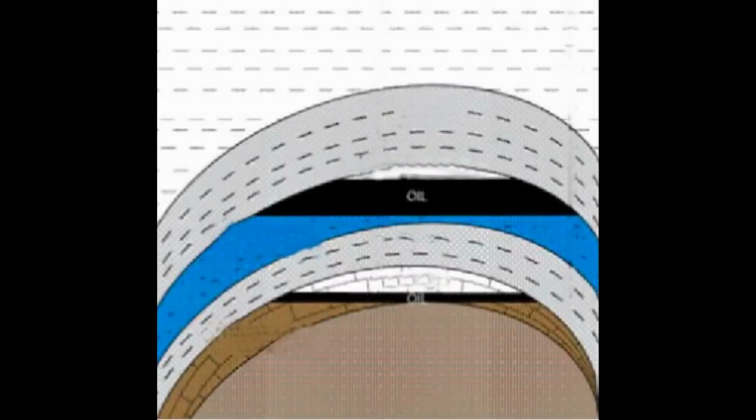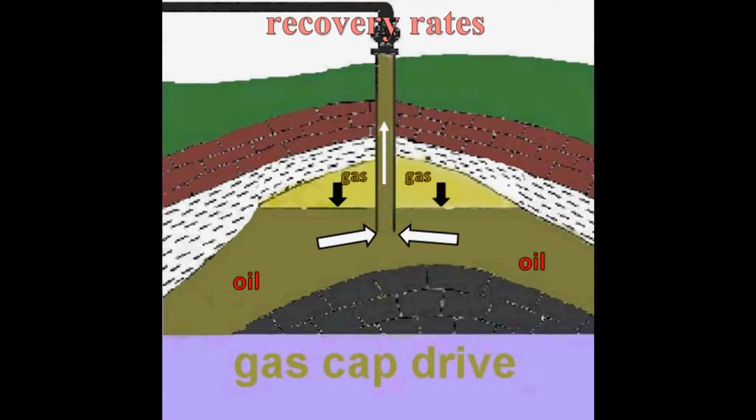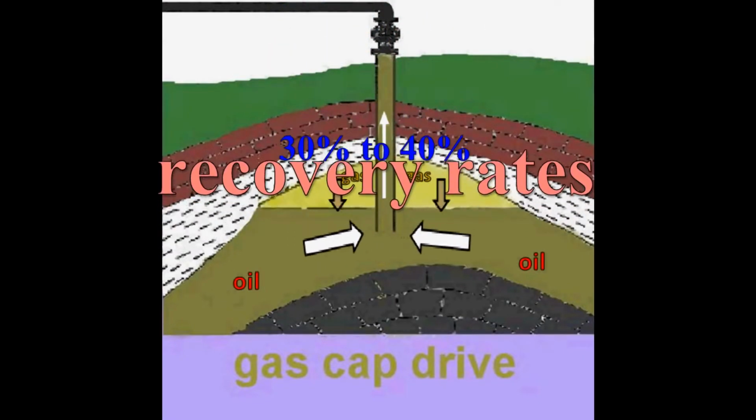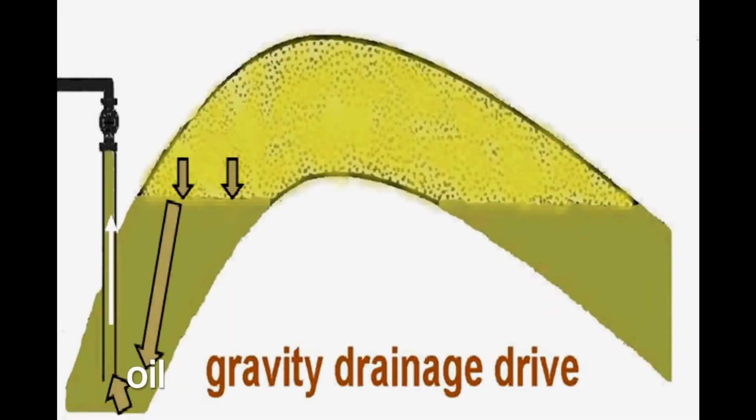Gas caps that are too large or too small can impede oil recovery. So the effectiveness of a gas cap drive depends on its size relative to the size of the oil zone. Production engineers monitor the gas cap size closely to optimize oil production. When conditions are right and a gas cap drive can be used, recovery rates average about 30 to 40%. The fourth type of drive is gravity drainage.